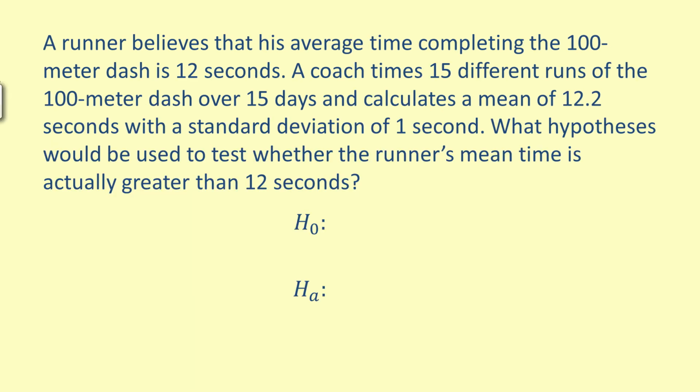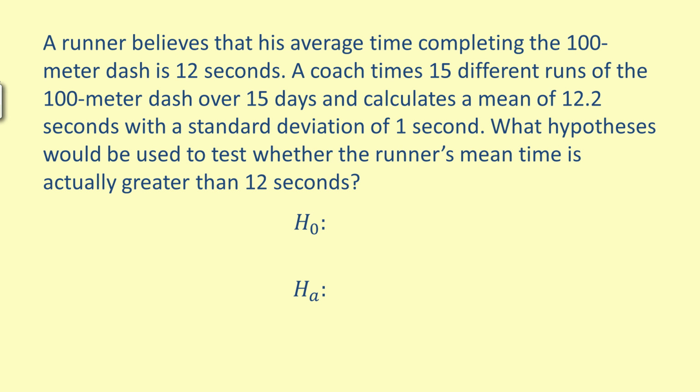Here we will write the null and alternative hypotheses for a situation. A runner believes that his average time completing the 100-meter dash is 12 seconds. A coach times 15 different runs of the 100-meter dash over 15 days and calculates a mean of 12.2 seconds with a standard deviation of 1 second.